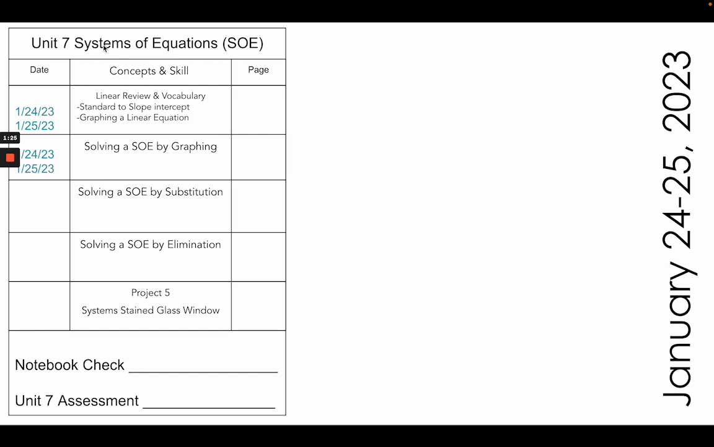So SOE means systems of equations. And we're going to do it by graphing. There's actually going to be 3 different ways that we're going to learn. This week we're going to learn it by graphing. Eventually we'll learn it by substitution and elimination. And then the project that goes along with this unit is a systems project, and we call it the system stained glass window.